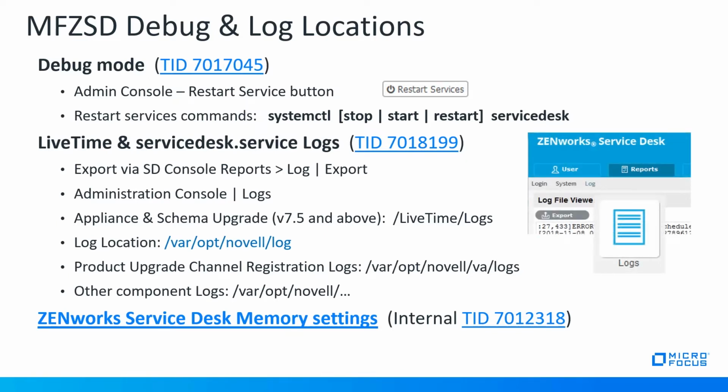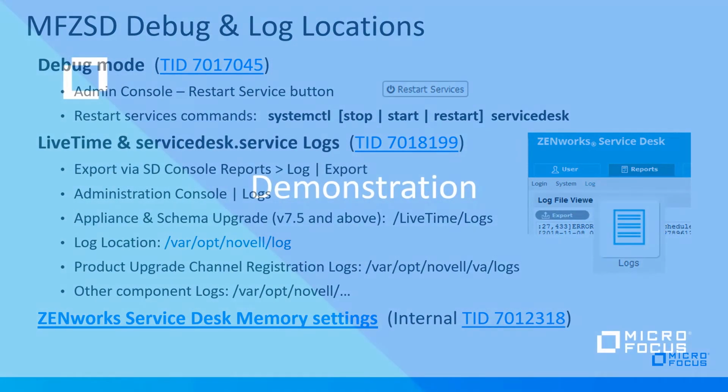You can export via the SD console, the log export, and you can get that through the console itself, or you can do command lines by going to the log locations for those particular logs you're looking for. And if you're looking at ZENworks Service Desk memory settings, you can also click on this particular link so that you can get to those in case you need to tweak those. Again, when you migrate, you need to make sure you have note of these changes so that you can make sure they're modified in the new upgraded version.